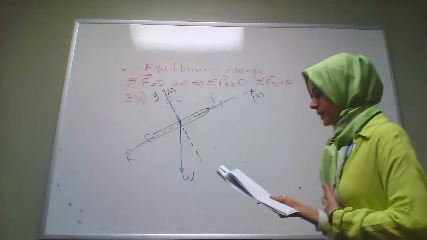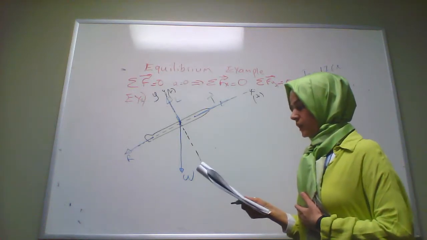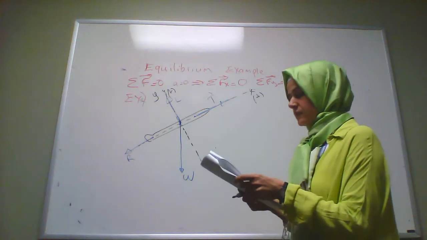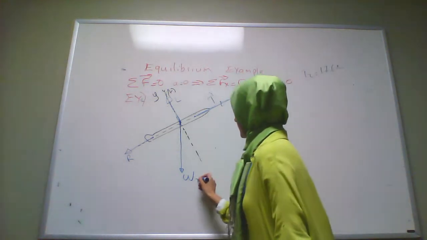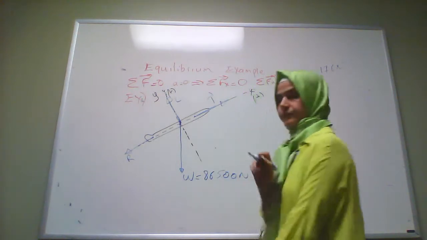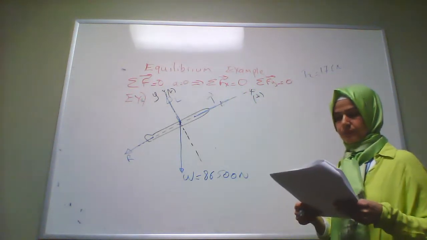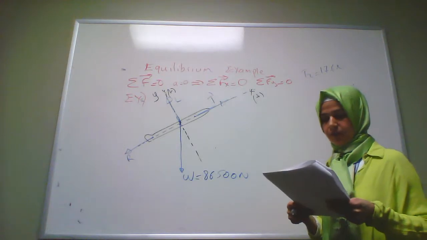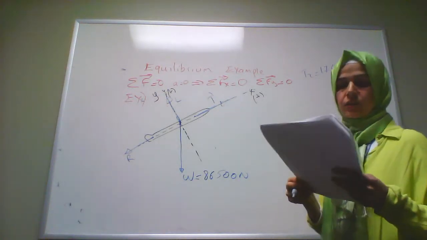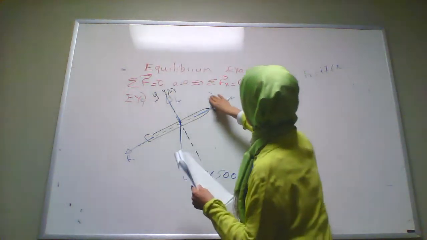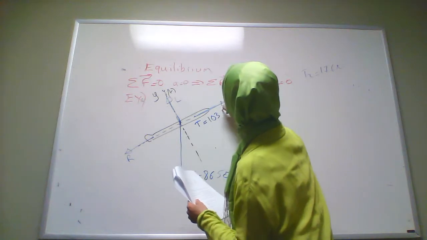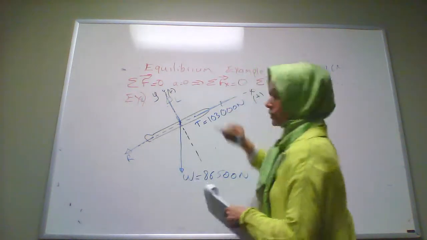And the question says an airplane flies with a constant speed as shown in the figure. The plane has a weight of 86,500 Newton. Let's put in here 86,500 Newton. So we know this value. And its engines provide a forward thrust force T of magnitude 103,000 Newton. Let's put this as well. So T here is equal to 103,000 Newton. We also know this value.